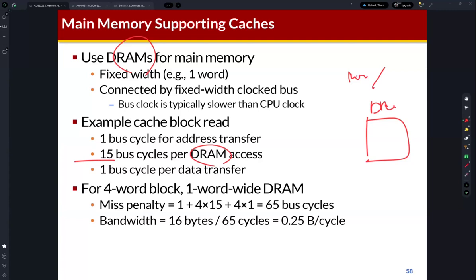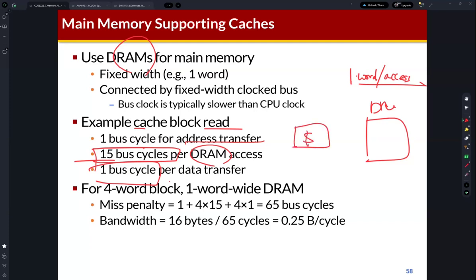So then we can calculate the cache miss penalty for this case. This is the configuration: 1 bus cycle for address transfer, which means it will take 1 cycle for transferring the address requested to the RAM, and it will take 15 bus cycles for every access to the RAM, and also 1 bus cycle per data transfer.